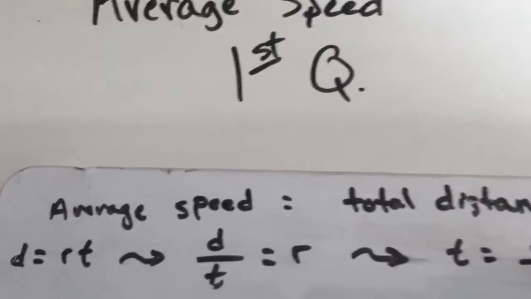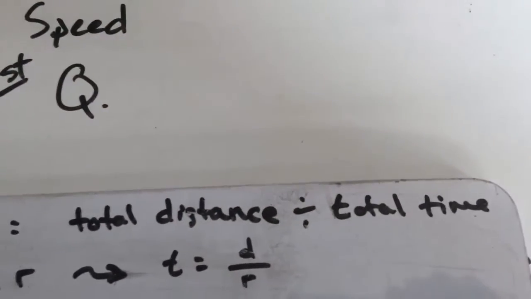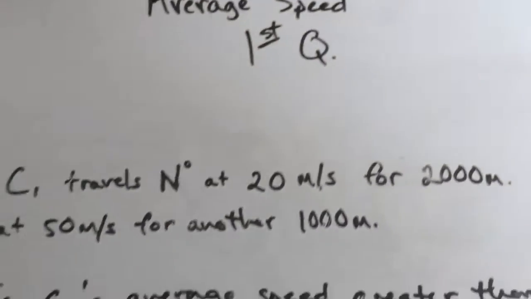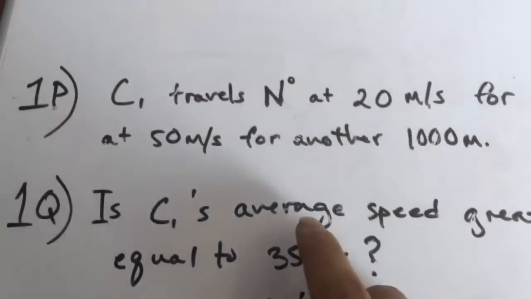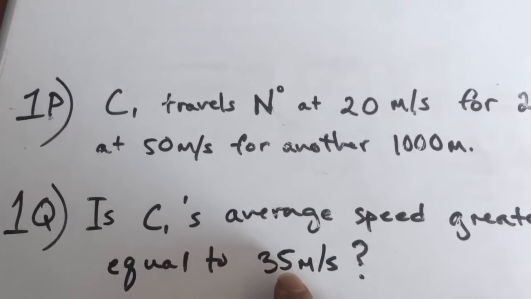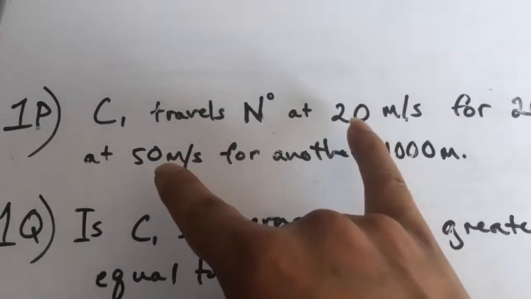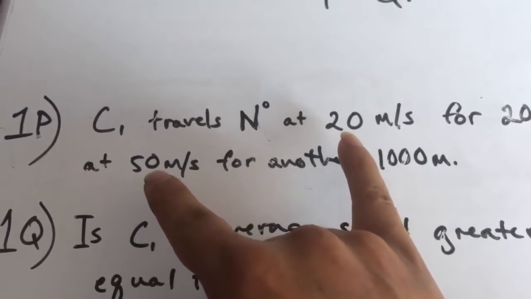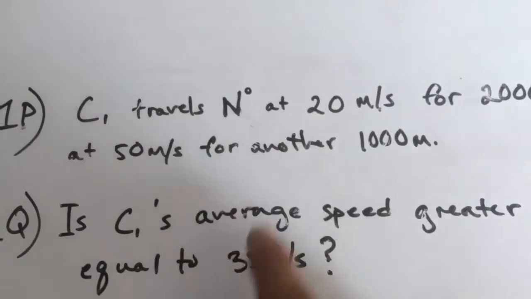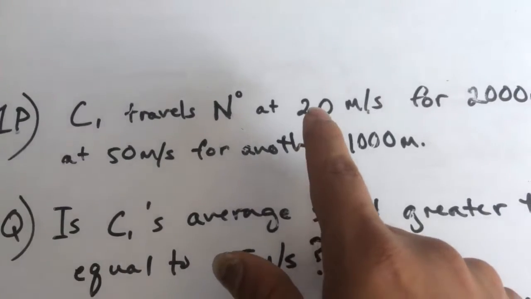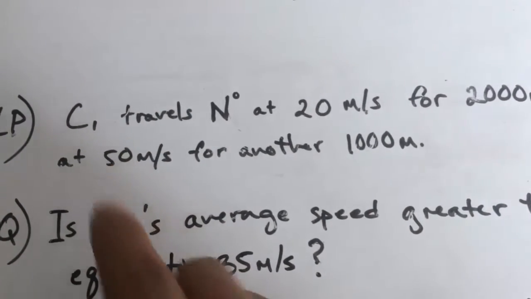You should know that average speed is equal to the total distance divided by the total time. In problems like this, they typically give you a speed to compare with that is in between the two speeds that the object travels. In this case, 35 is in between 20 and 50. It's 15 away from 20 and 15 away from 50.